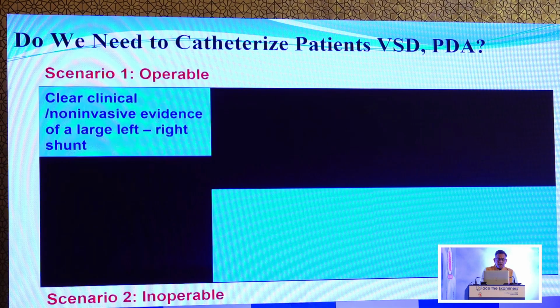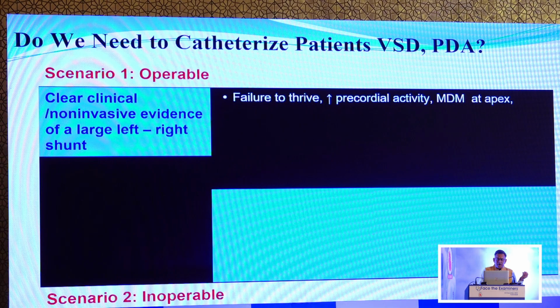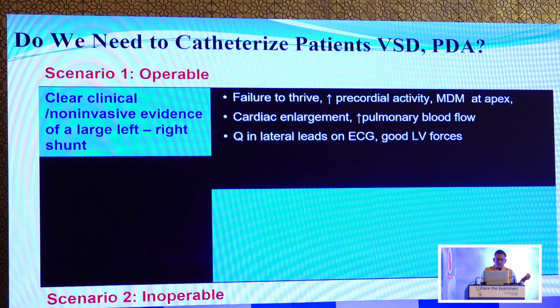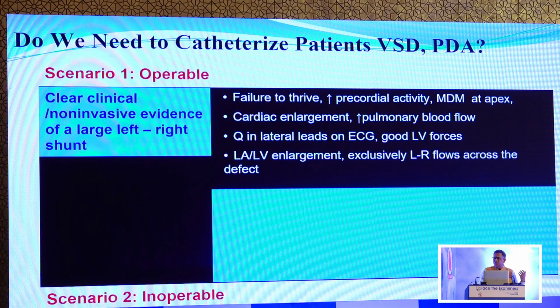First is a scenario which is operable. There are certain clear-cut indications or non-invasive evidence of a large left-to-right shunt, like failure to thrive, increased precordial activity, cardiomegaly, increased pulmonary blood flow, Q in lateral leads, good LV forces, LA-LV enlargement. You don't require catheterization; operate. Why? Because the guidelines say that a patient who is more than 2 years old necessarily must be catheterized.